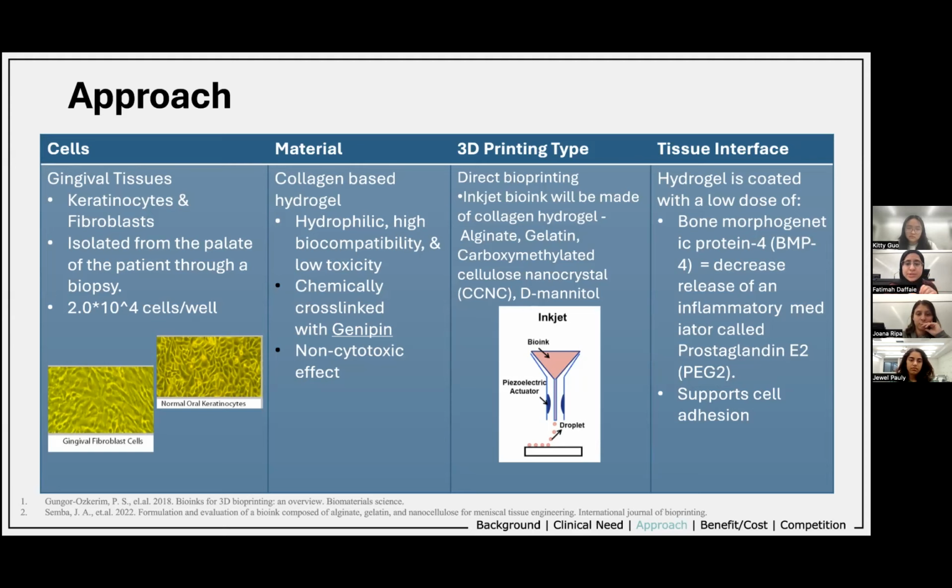And then for our 3D printing type, we're using direct bioprinting, specifically an inkjet type of printing. And here we have an image that shows the process of how inkjet 3D bioprinting works. For tissue interfacing, we're utilizing a hydrogel that consists of BMP-4, or bone morphogenetic protein. We're utilizing this because of the release of inflammatory mediators, so hopefully it'll induce better healing time, as well as, more importantly, encourage adhesion to the bone interfaces that the gum recession site really exposes.